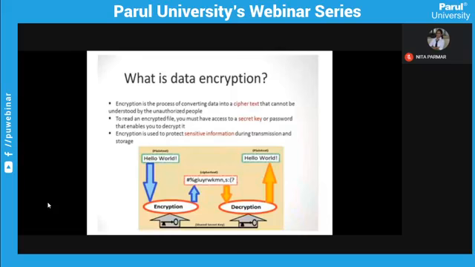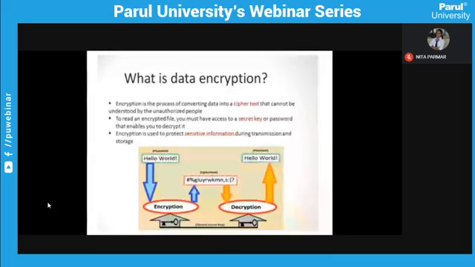The hacker cannot understand the data, but what about the receiver? The receiver also cannot understand the ciphertext, so the receiver needs some key. This system is like a lock and a key. If a receiver has a secret key, or let's say a password, he can open this lock, decrypt the ciphertext and convert it into the original text which was shared by the sender. So protection of data is ensured in this data encryption method.